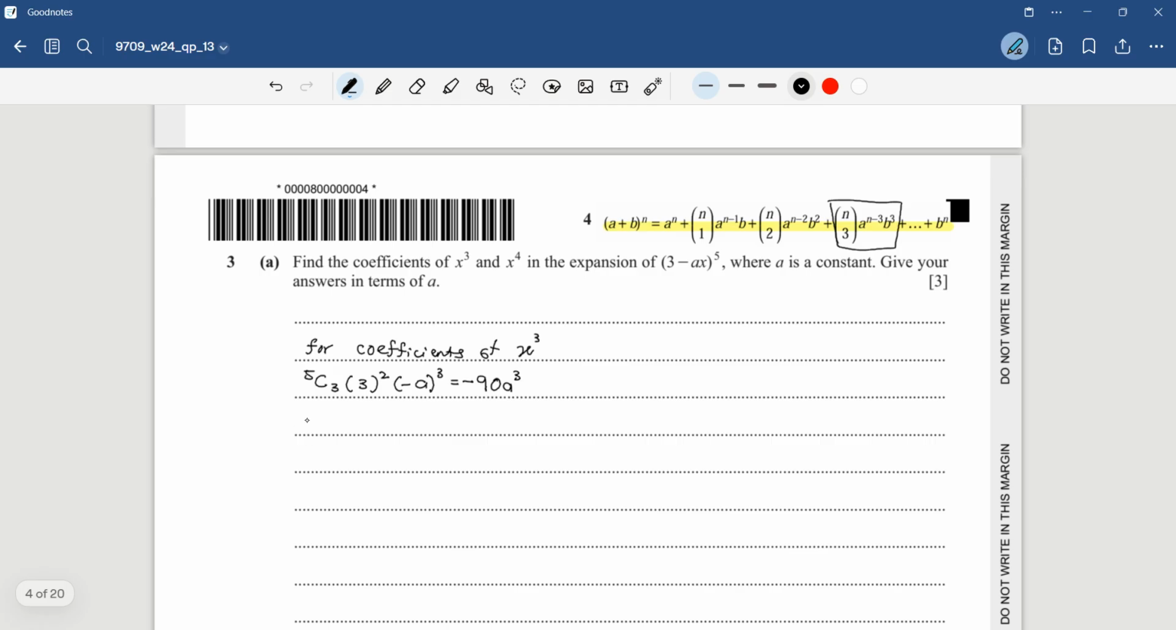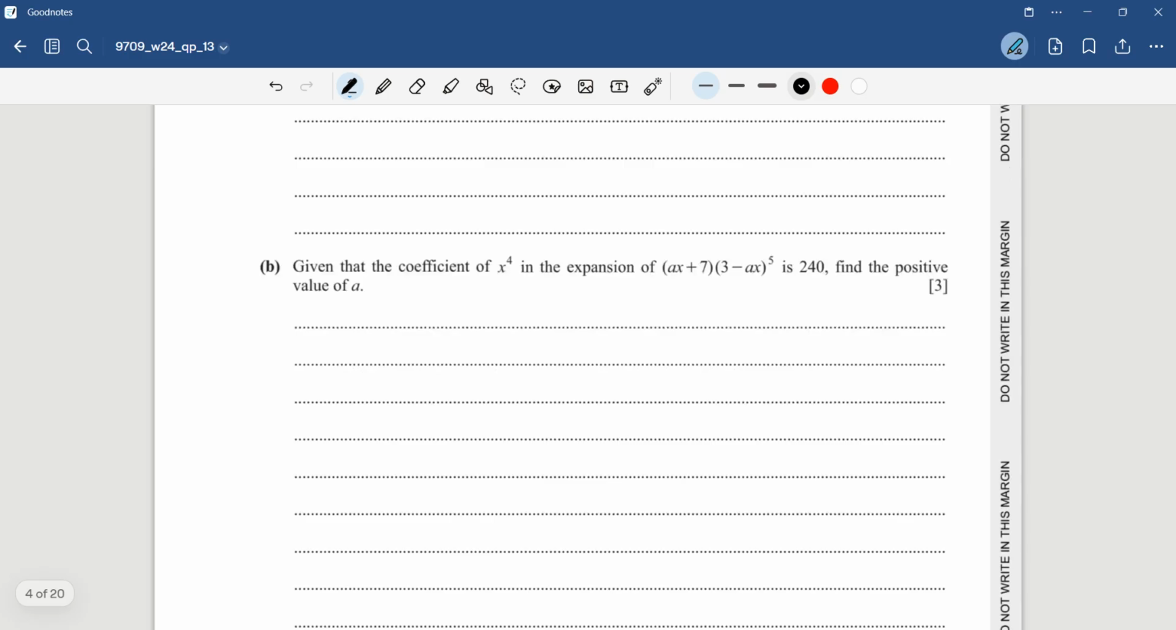Similarly, for the coefficient of x to the power of 4, it will be a similar idea: 5C4, 3, 5 minus 4 is 1, negative a to the power of 4. So we'll get 15a to the power of 4. And for part b, given that the coefficient of x to the power of 4 in the expansion of (ax plus 7) multiplied with this is 240, we need to know which coefficients we need to multiply in order to get x to the power of 4.